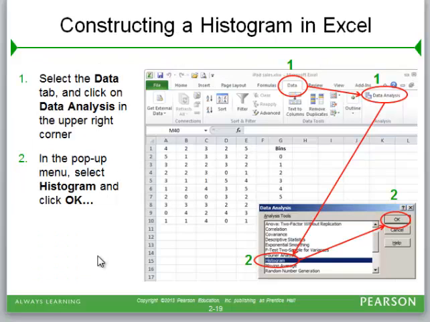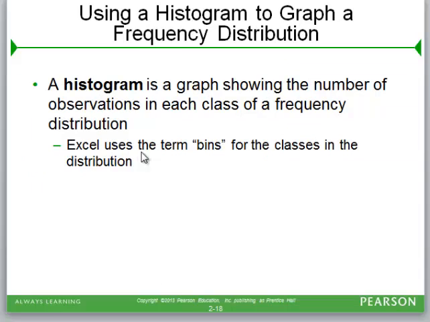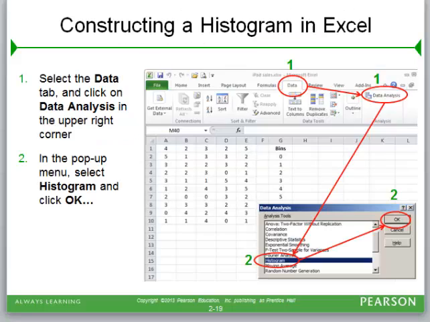Okay, now let's check how we do it in Excel. First, let's take a look at all those data. Those are the data collected within 50 days, showing the number of iPads sold in a store. Here, we list the bins. In Excel, we use the term bins for the classes in the distribution. So we have the data and the bins, then we can start.